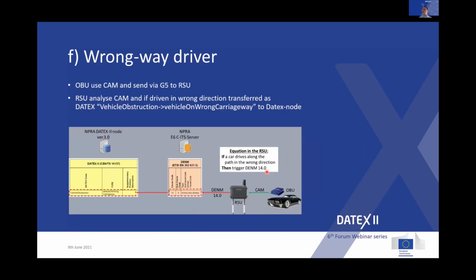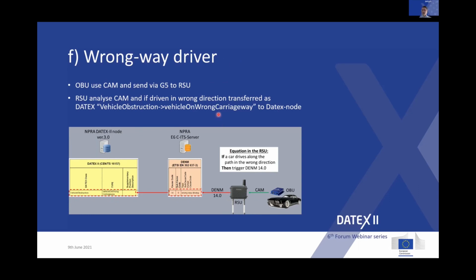The next one, the wrong way driver, was based on CAM. The car and the OBU in the car send CAM messages, and the RSU was programmed to detect the wrong way driving direction, and then trigger the DENM cause code 14, which is wrong way driving, which is then translated to vehicle obstruction and vehicle on wrong way carriageway in DATEX.